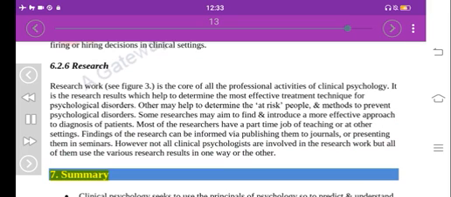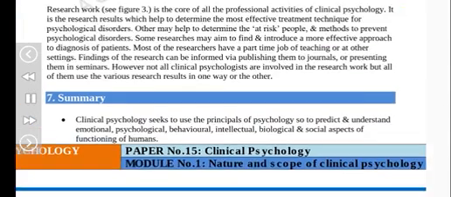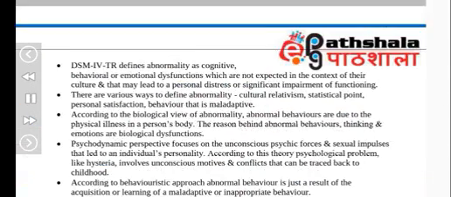7. Summary. Clinical psychology seeks to use the principles of psychology to predict and understand emotional, psychological, behavioral, intellectual, biological and social aspects of functioning of humans. Psychology paper number 15, Clinical Psychology.